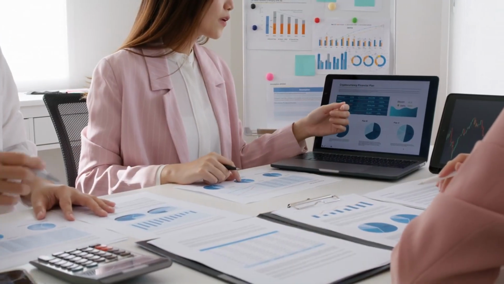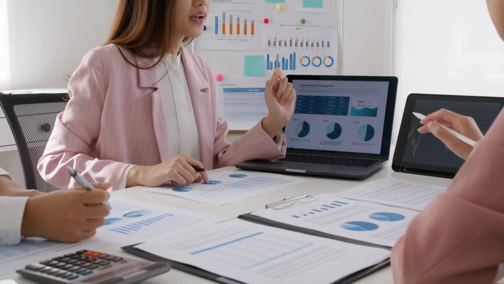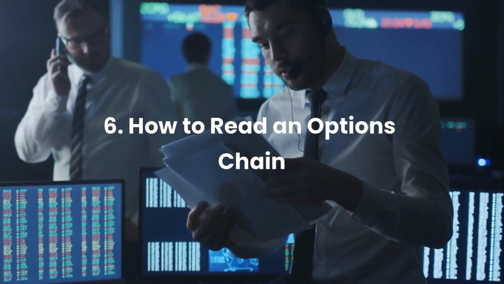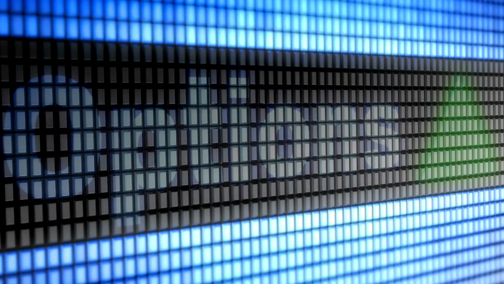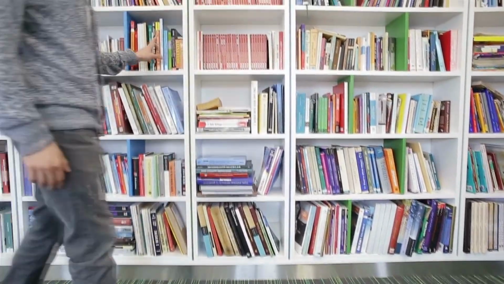As you grow more comfortable, you can explore combinations of these strategies to tailor your trades to specific market conditions and goals. 6. How to read an options chain. An options chain lists all available options for a stock, showing strike prices, premiums, expiration dates, and volume. Reading this table helps you find options that fit your trading goals. You can compare prices, see how many contracts are being traded, and decide which options to buy or sell.